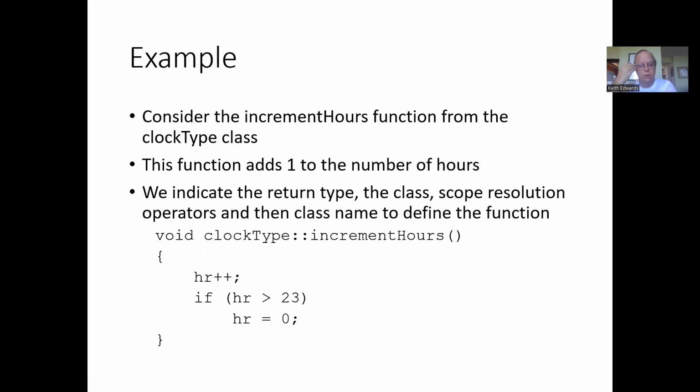We indicate the return type, the class, the scope resolution operator, that's the 2 colons, and then the name of the function. So here we have void, the name of the class, scope resolution operator, and the name of the function. We're going to add 1 to hour. If the hour is greater than 23, that means we went to 24 hours. That resets hour to 0. This one would be using military time.